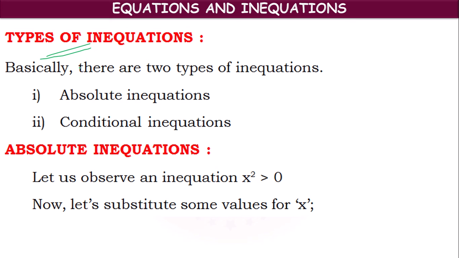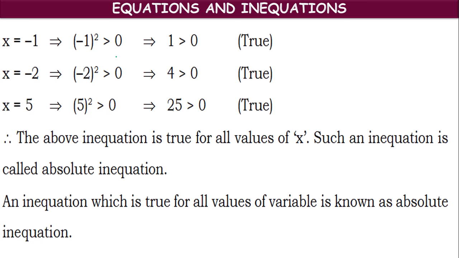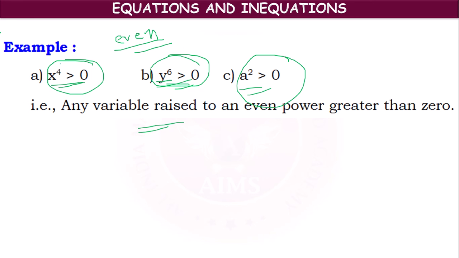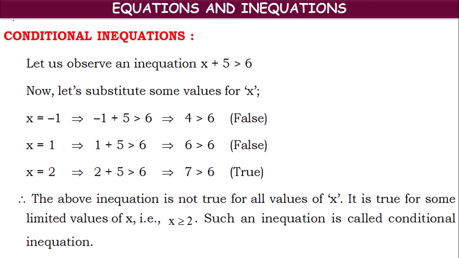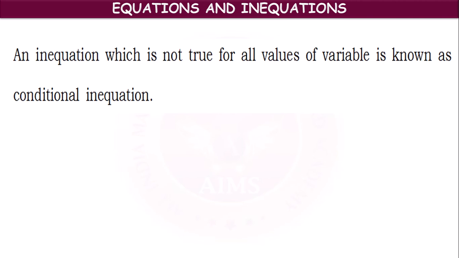What are the types of inequations? Absolute and conditional. Absolute means they will be true for all values of the variable x. Conditional means they will be true for some values, and they will not be true for some other values.